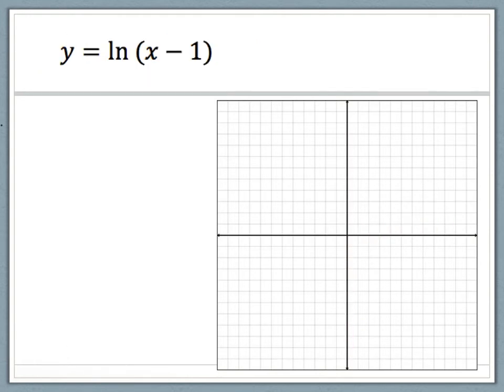Okay, let's take a look at this graph. So I have an x minus 1. That minus 1 is inside of the parentheses, so that's going to tell me that we're going to go left or right. Minus 1, we're going to go the opposite, so we're going to go to the right 1.